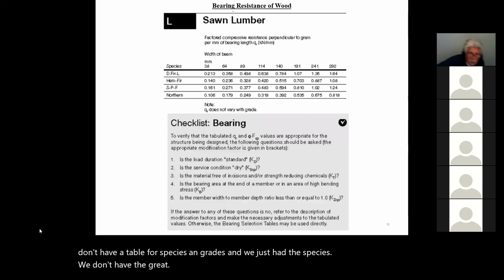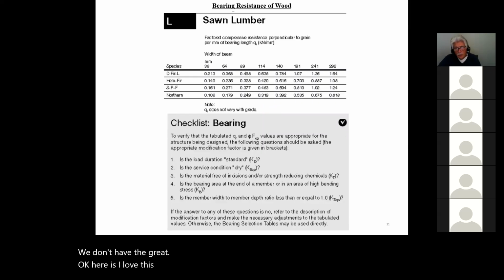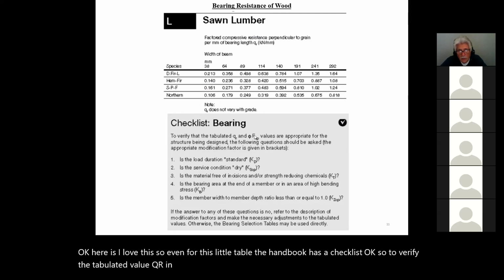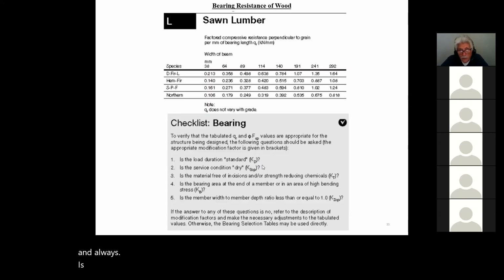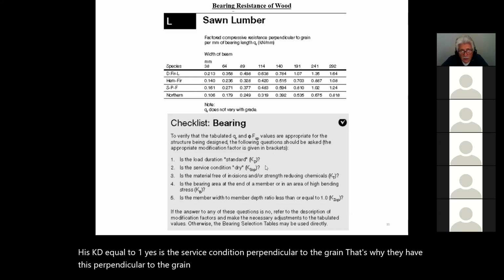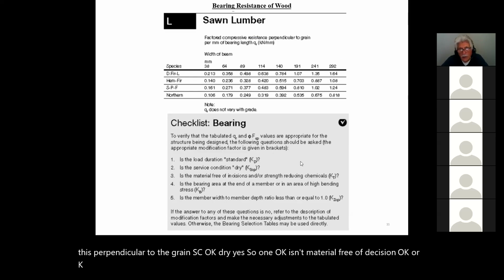Now here is, I love this. Even for this little table, the handbook has a checklist, to verify the tabulated value QR. Is it a standard load duration? In other words, is KD equal to 1? Yes. Is the service condition perpendicular to the grain? That's why they have this perpendicular to the grain, SC. Dry, yes, so 1. Is the material free of incising, and is KT 1? Yes.